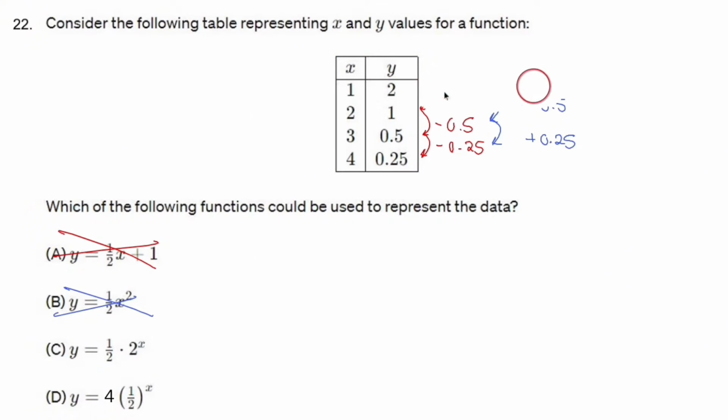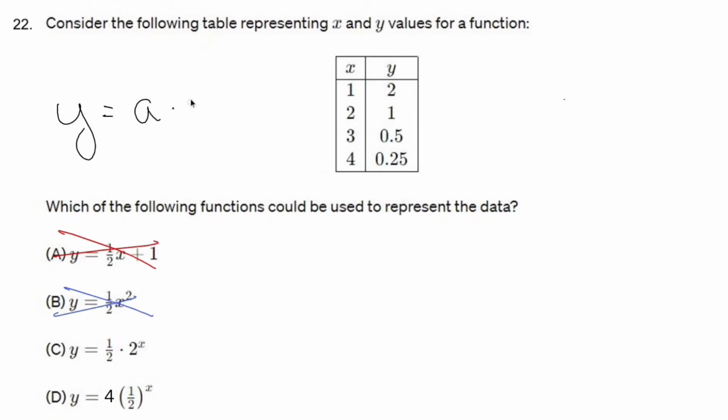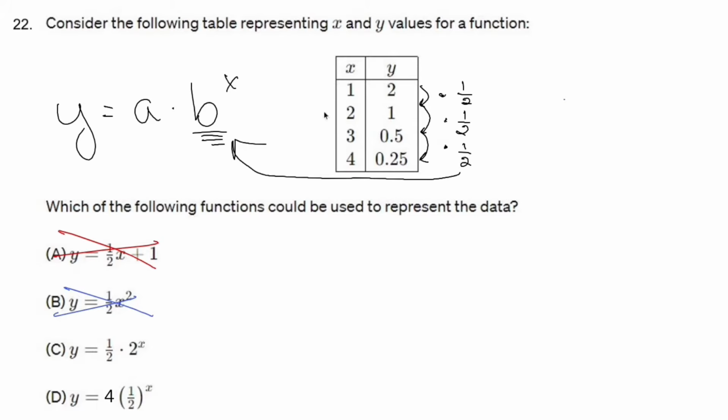So let me get rid of this, and let's do our exponential test. Exponential equations are in the form y equals a times b to the x. What I'm going to do is see what I've multiplied to each number to get to the next number. If the numbers are the same, that ends up being my b, my base. So how do I get from 2 to 1? Take half of it. How do I get from 1 to a half? Take half of it. How do I get from a half to a quarter? Take half of it. So what that means in this case is that b is a half.